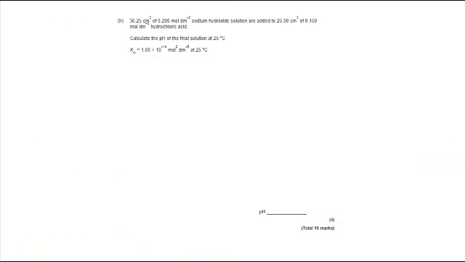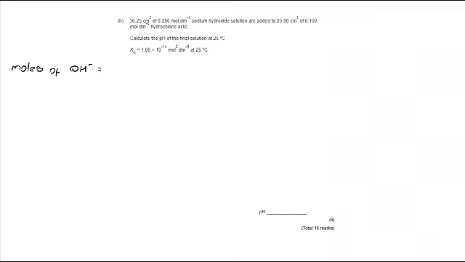Moving on to part H, big calculation. 36.25 cm cubed of 0.2 molar sodium hydroxide is added to 25 cm cubed of 0.15 molar HCl. Calculate the pH of the final solution, and we're given the Kw value at 25 degrees C or 298 K.